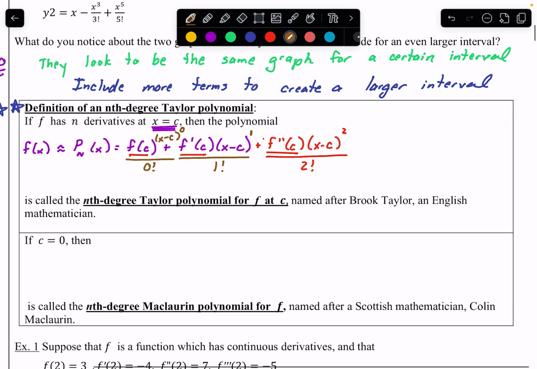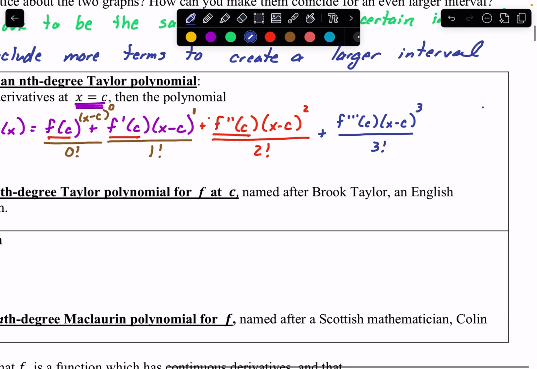So now that I have a better feel for the pattern, it's plus third derivative at the center, x minus c cubed over 3 factorial. Now, we're going to do a lot of these, and today we're just going to talk about polynomials, but we are going to get to the infinite series part. So we're going to have the nth derivative, x minus c to the nth power, all over n factorial. So that is the general term, the nth degree Taylor polynomial at c.